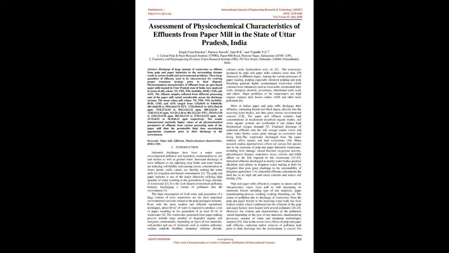Physicochemical characteristics of effluents from an agro-based paper mills located in Uttar Pradesh state of India were analyzed in terms of pH, color, TS, TDS, TSS, turbidity, BOD, COD, and AOX. The effluent samples collected from different processing units of the paper mill varied considerably across the discharge streams.